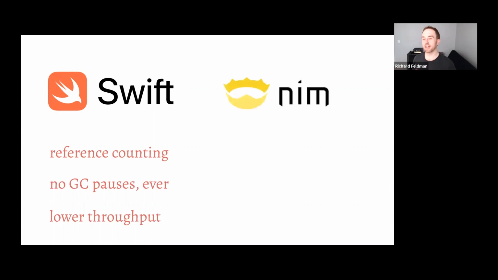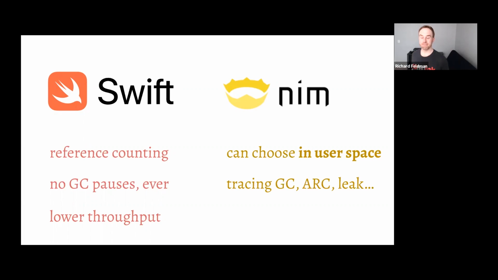Now, Nim is an interesting programming language. You may not have heard of Nim. It's a relatively recently developed language compared to some of these others. In Nim, you can choose in user space what automatic memory management strategy you want. You can pick, I want automatic reference counting because I'm building a game in Nim. Or you can say, I want tracing garbage collection because I'm building a web server. Or you can even say, I want you to leak memory. I want you to allocate memory, but don't ever bother freeing it, just leak the entire time.